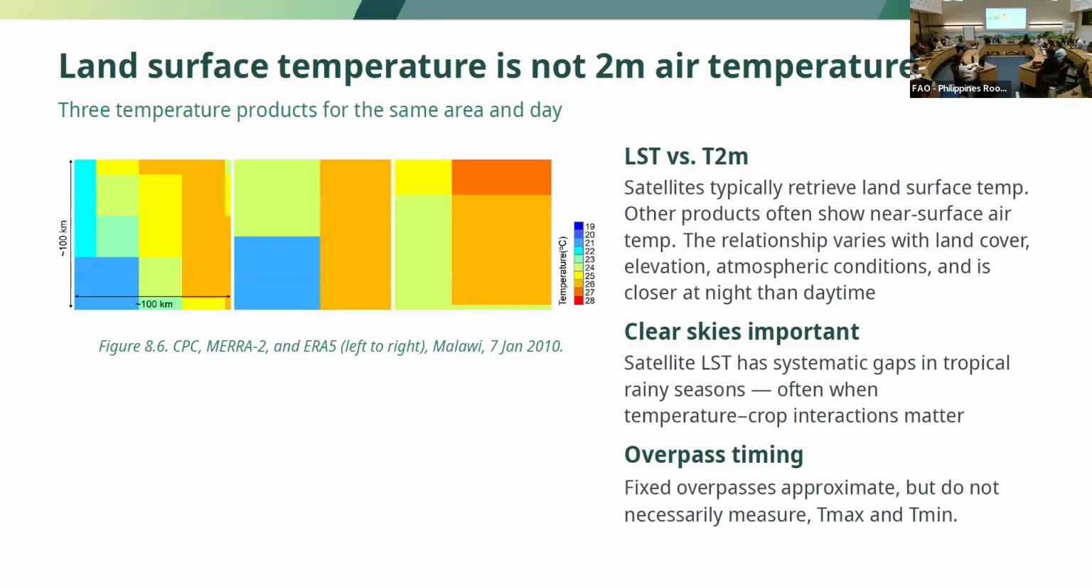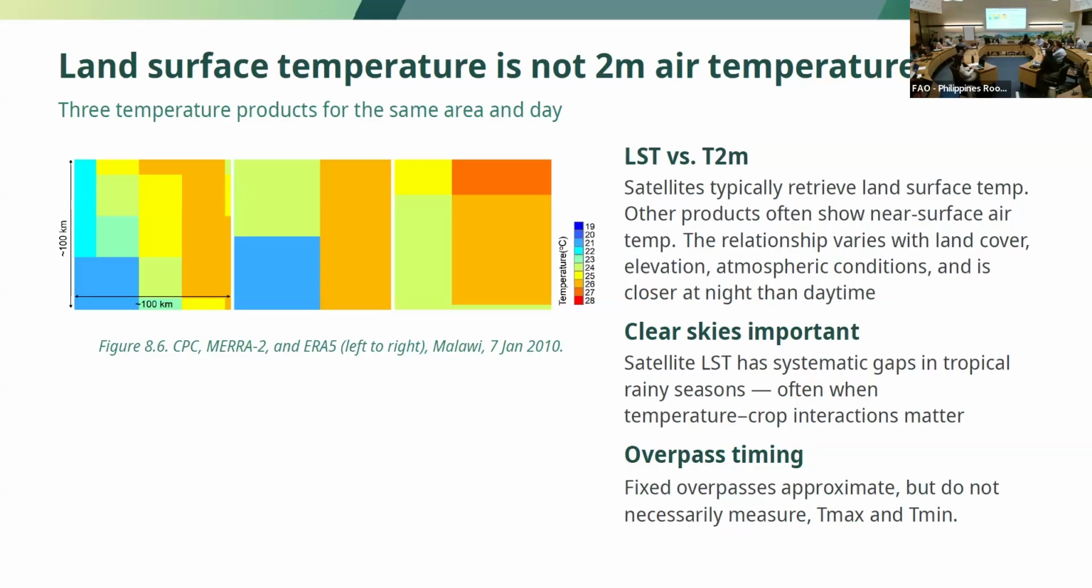You see similar types of issues when you look at land surface temperature. So these are 3 different temperature products for the same area and the same day. And the range goes from roughly 20 degrees Celsius to approximately 26 or 27 degrees Celsius. Again, really important, even if you're just looking at those raw measurements, or if you're trying to convert this into something like growing degree days, for example, where thresholds can really matter.